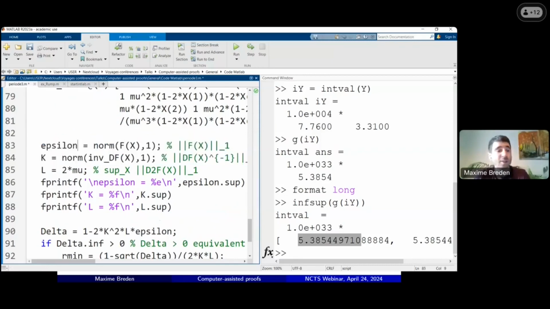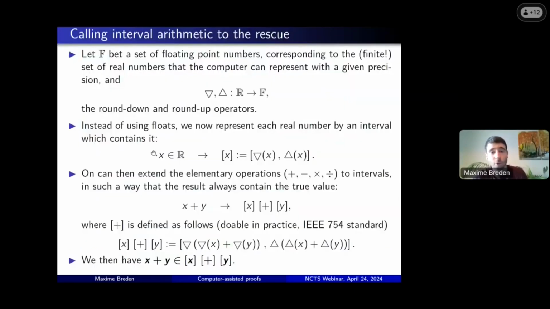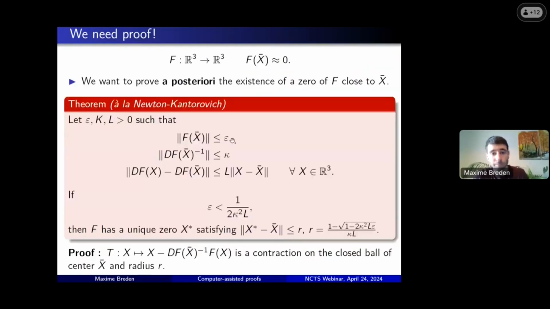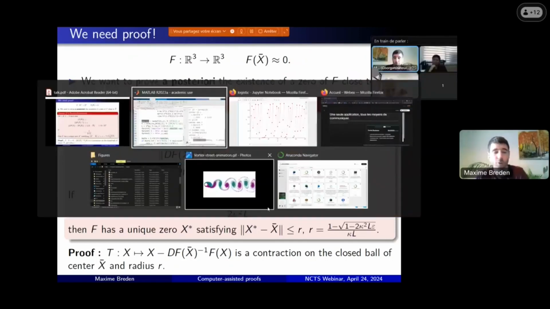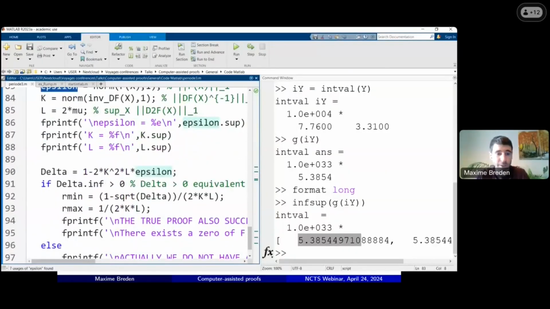And then what I get is an interval for epsilon when I compute the norm. And then if I go back to my theorem, if I compute this and I get an interval which contains this result, then I can just take the upper bound of that interval and it will satisfy this assumption. Same thing for kappa, same thing for L, and then I can do things rigorously. And this is what I've done here.